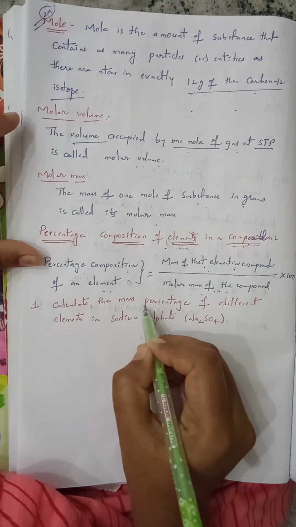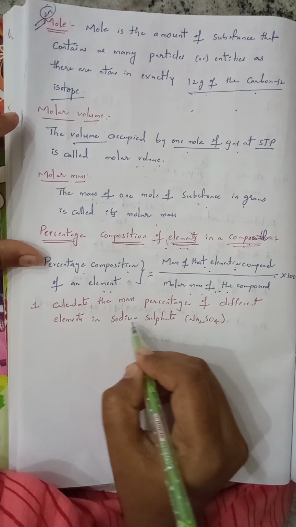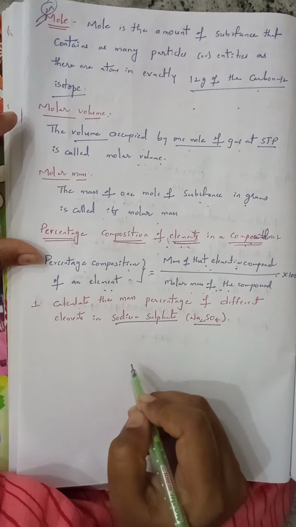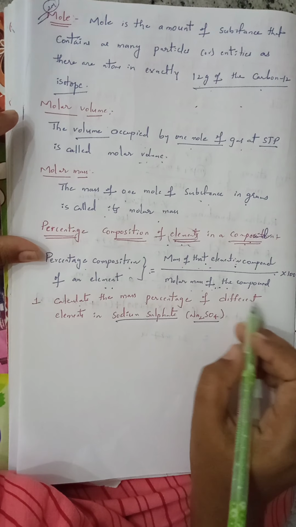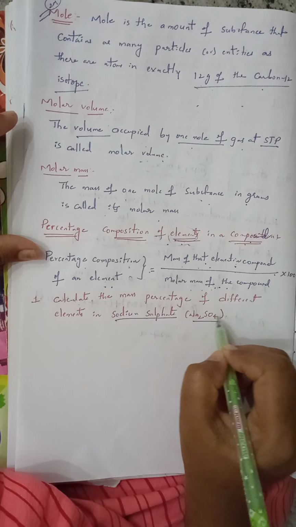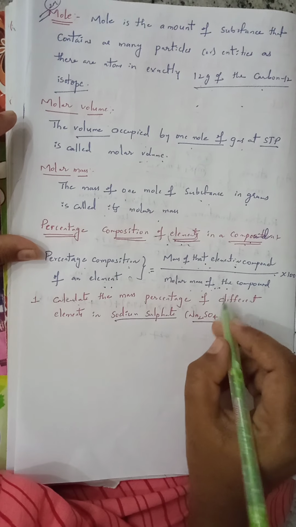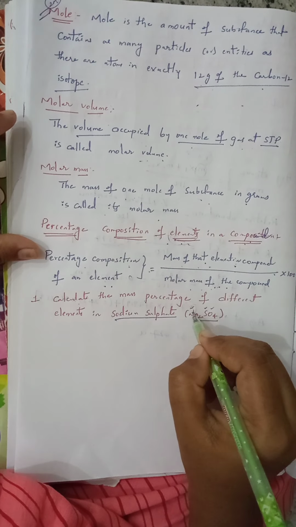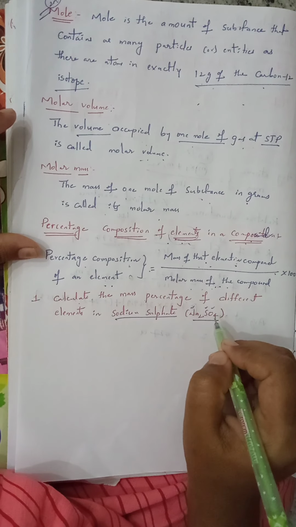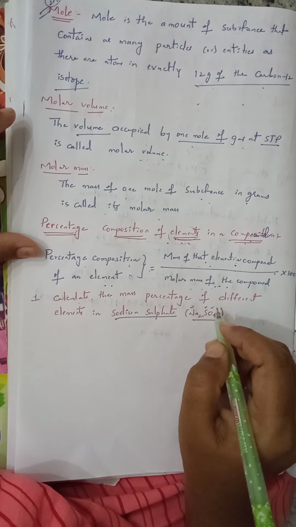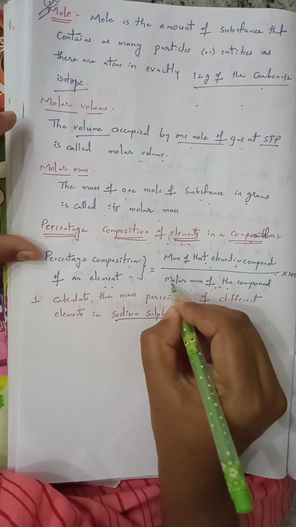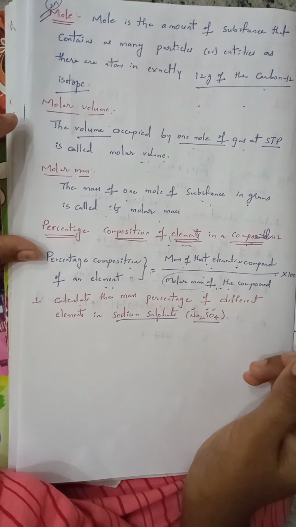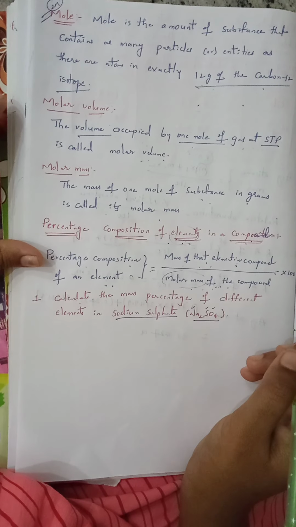First, calculate the mass percentage of different elements present in sodium sulfate. The formula of sodium sulfate is given here. What elements are present here? Sodium, sulfur and oxygen. Three elements are present. Each element has certain atomic masses. First we want to find out the molar mass.